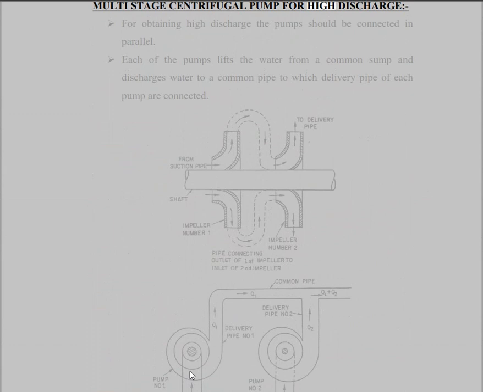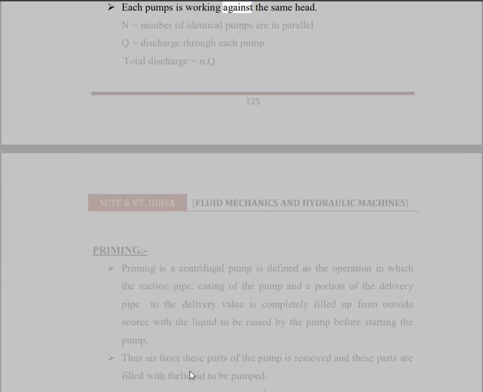Multi-stage centrifugal pump for high discharge. For obtaining high discharge, the pumps should be connected in parallel. Each of the pumps lifts the water from a common sump and discharges water to a common pipe to which the delivery pipe of each pump is connected. Each pump is working against the same head. N equals the number of identical pumps in parallel. Q equals the discharge through each pump. Total discharge equals N times Q.